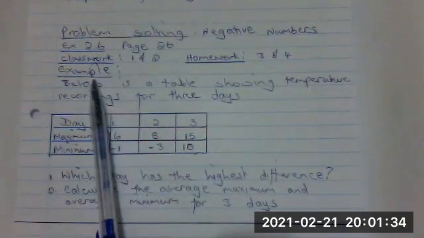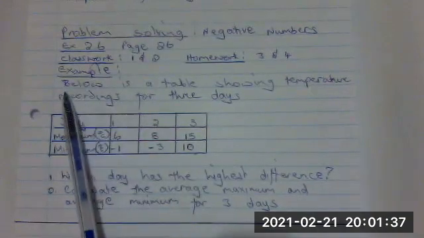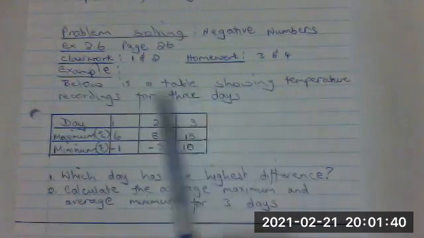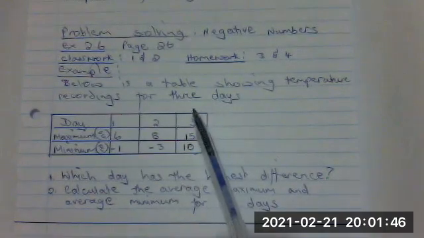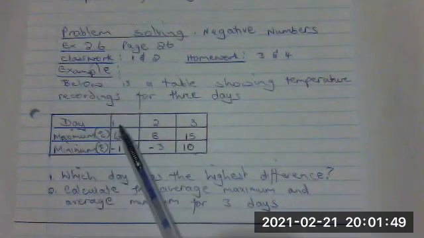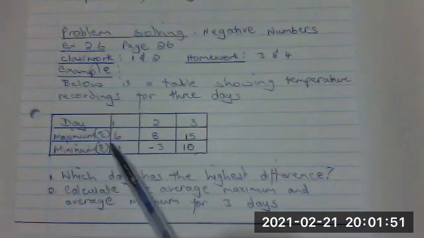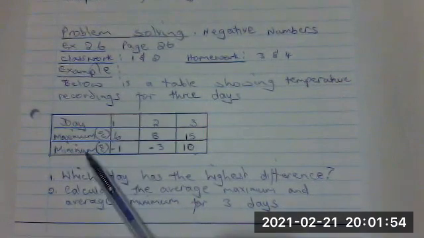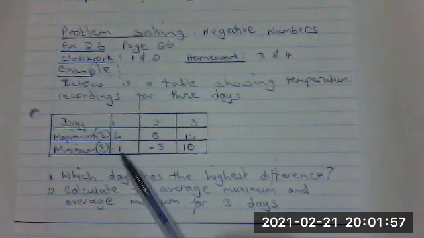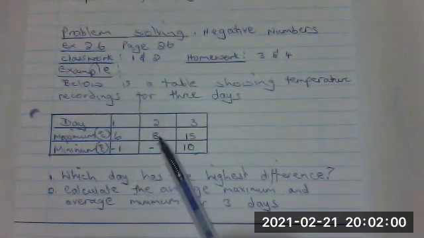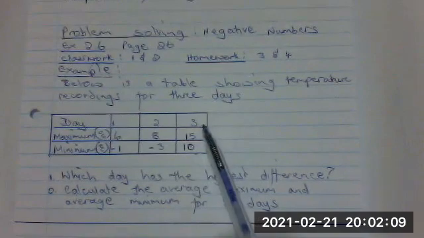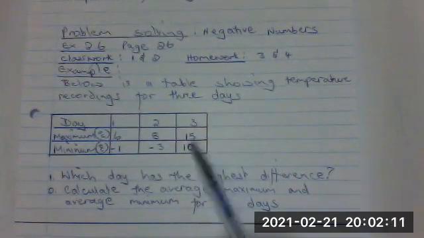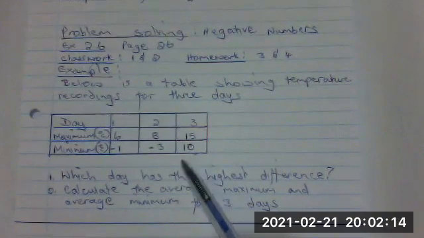So we are looking at an example, and it says below is a table showing temperature recordings for 3 days. That's day 1, maximum temperature 6, and the minimum for the same day is minus 1 degree Celsius. Then for day 2, maximum was 8 degrees Celsius and minimum was negative 3 degrees Celsius. Then day 3, it was 15 degrees Celsius and the minimum was 10 degrees Celsius.